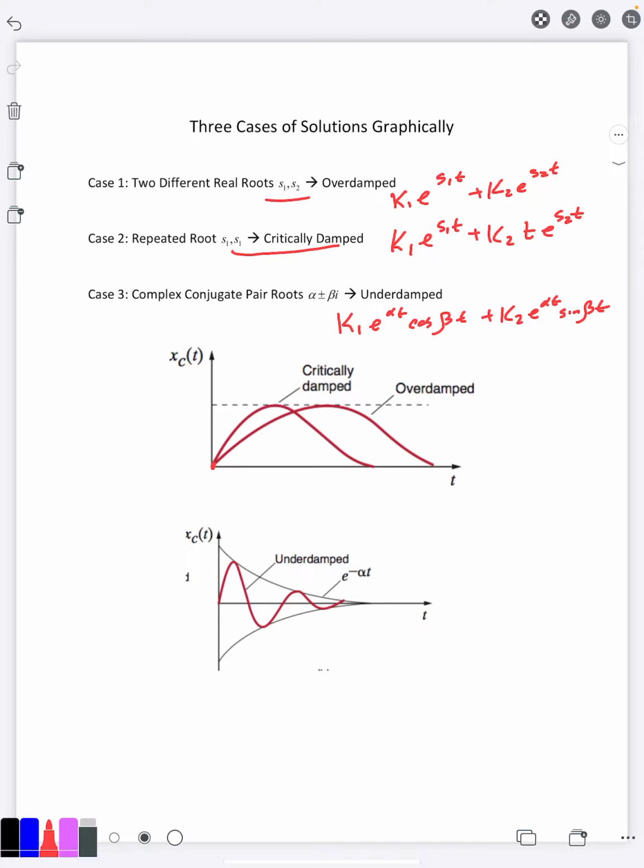And so the sine and the cosine, though, they give this wiggling back and forth here, and that's considered the underdamped case. So this is just a quick overview of graphically what's happening in the three different cases when you solve your second-order equation.